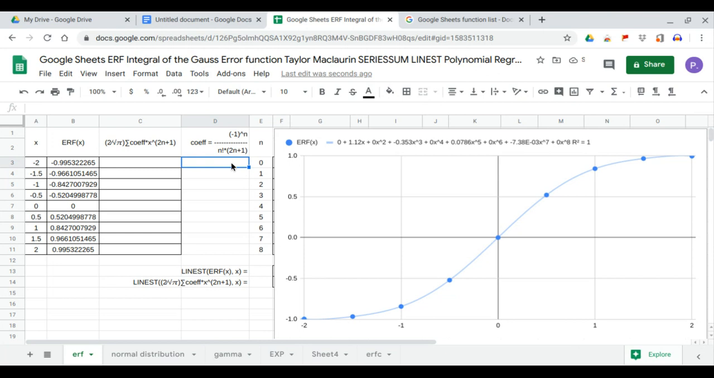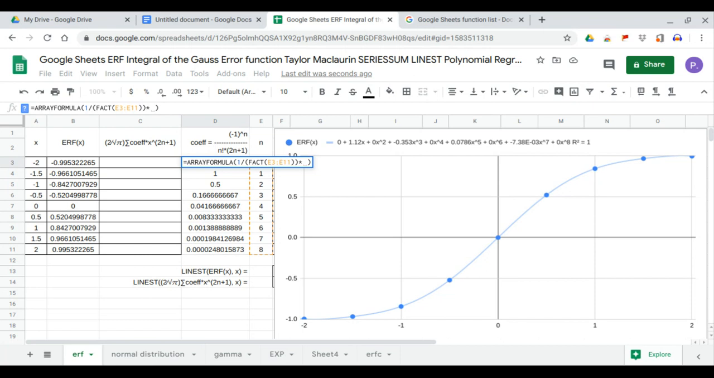Now we generate the coefficient. We start with the denominator, which is array formula, factorial of the n values. Now that we have the n factorial, let's add the second part of the denominator. So that is 1 over... Oh, this one. Then we complete the denominator. That's 2n plus 1, 2 times n plus 1.